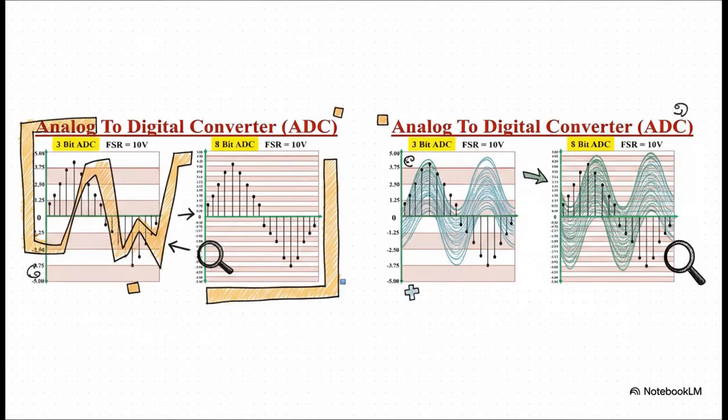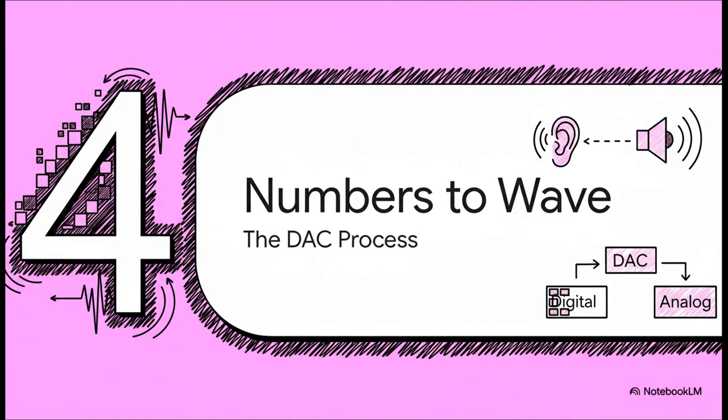Now, this is where you can really see the difference. On the left, a low-resolution 3-bit ADC has just a few levels to choose from, so its digital version is this rough, kind of blocky approximation. But look at the right. The 8-bit ADC has way more levels, which lets it capture the true shape of that wave with so much more accuracy.